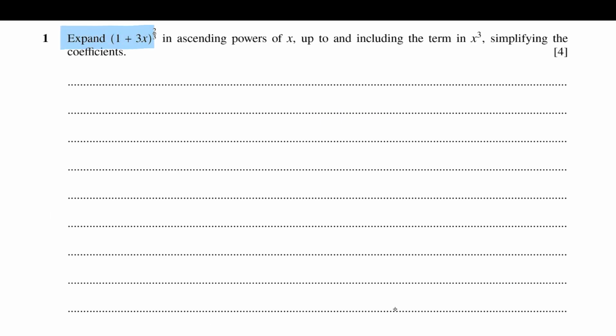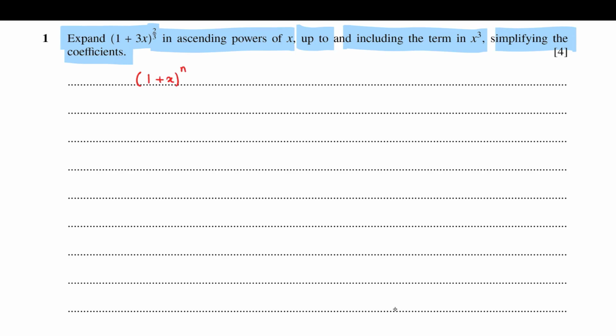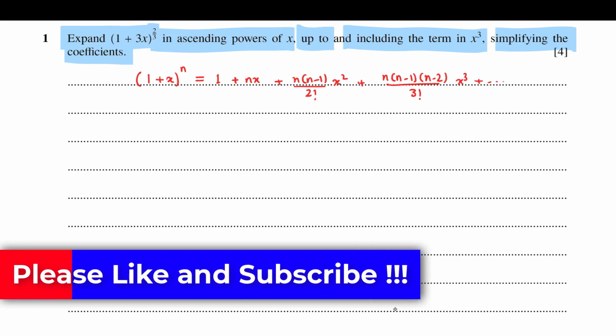Expand (1 + 3x)^(2/3) in ascending powers of x up to and including the term in x cube, simplifying the coefficients. So we have the binomial expansion for this, which is (1 + x)^n. It has to be (1 + x)^n, and this is 1 + nx + n(n - 1)/2! x square, then n(n - 1)(n - 2)/3! x cube, plus and so on.